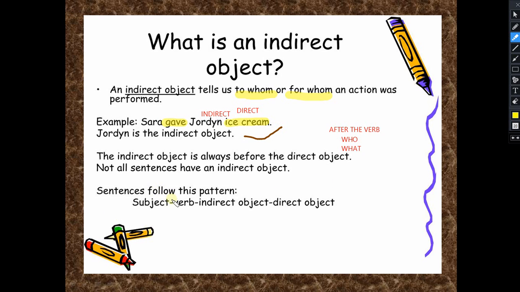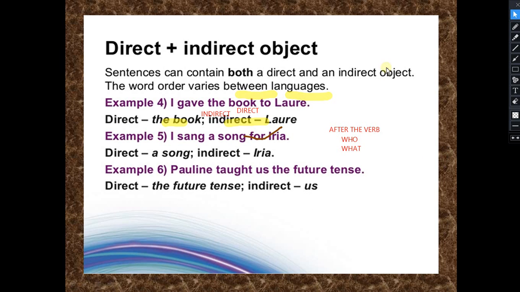So here we have the pattern. Subject is Sarah. Verb is gave. Indirect object is Jordan. And direct object is ice cream. So this is the pattern that you have to follow. In many cases you will get the same pattern. I hope you have understood. The main thing to keep in your mind: for the direct object, you will get the question who and what. For the indirect one, you will get the object with to whom.